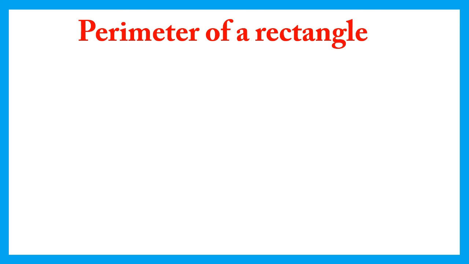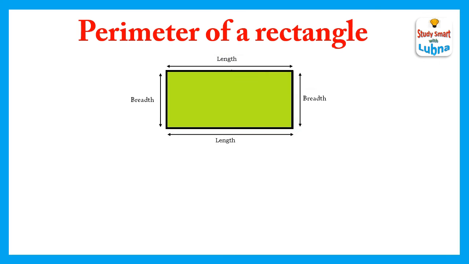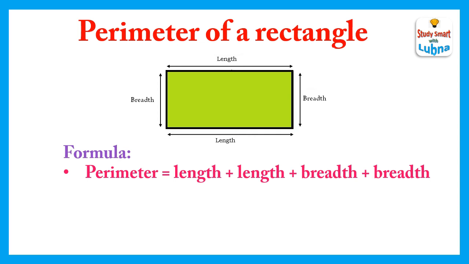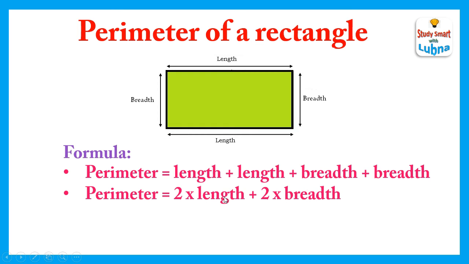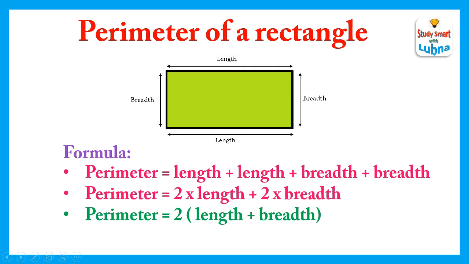Now the perimeter of a rectangle. How to find the perimeter of a rectangle? This is the rectangle. You can see the rectangle has two dimensions, length and breadth. So what is the formula for finding the perimeter of a rectangle? Let's check. We can find the perimeter of a rectangle by adding its two lengths and its two breadths. Similarly, we can also write it as 2 multiplied by length plus 2 multiplied by breadth, or 2 multiplied by length plus breadth inside the round brackets. We can use all these three formulas to find the perimeter of a rectangle. This is the short form.